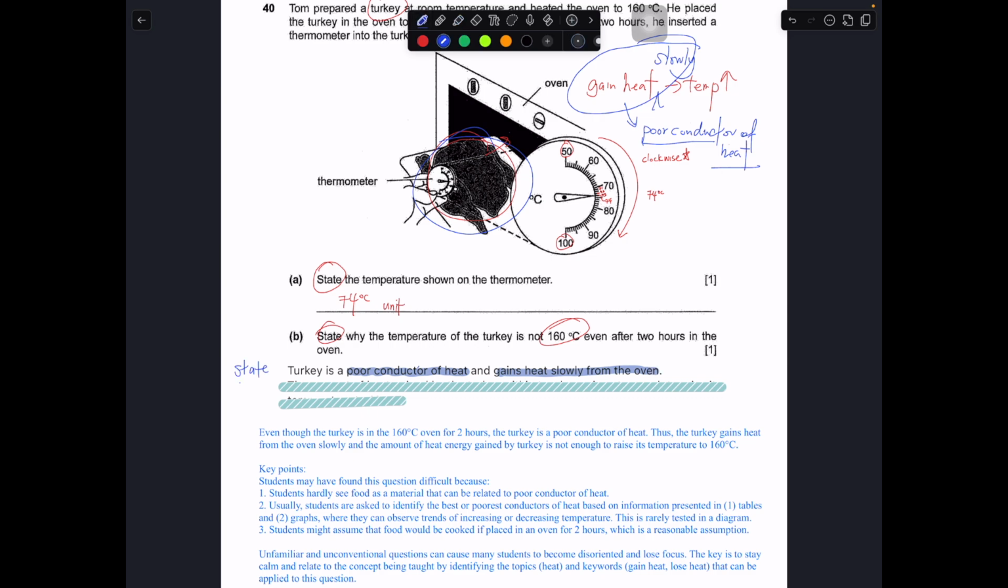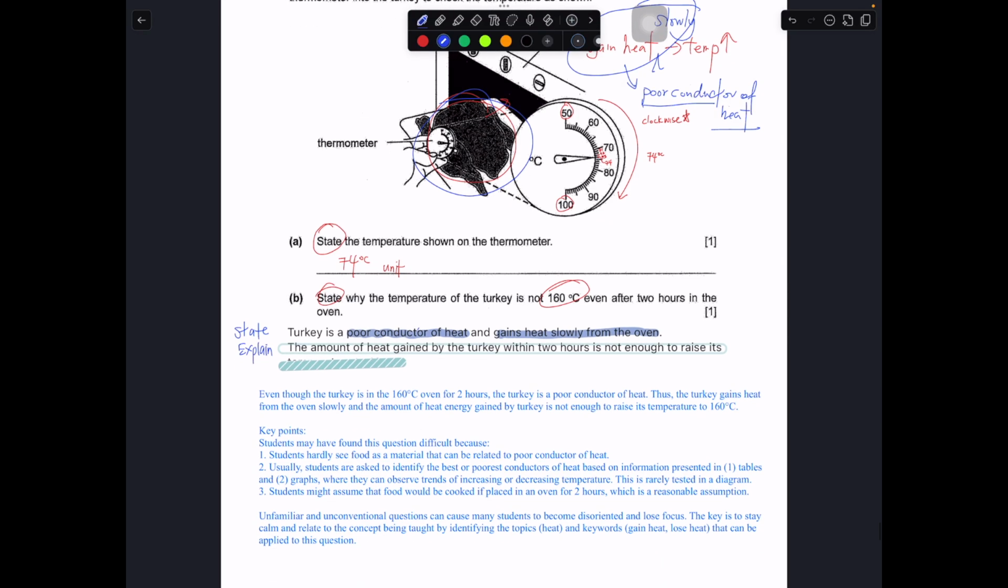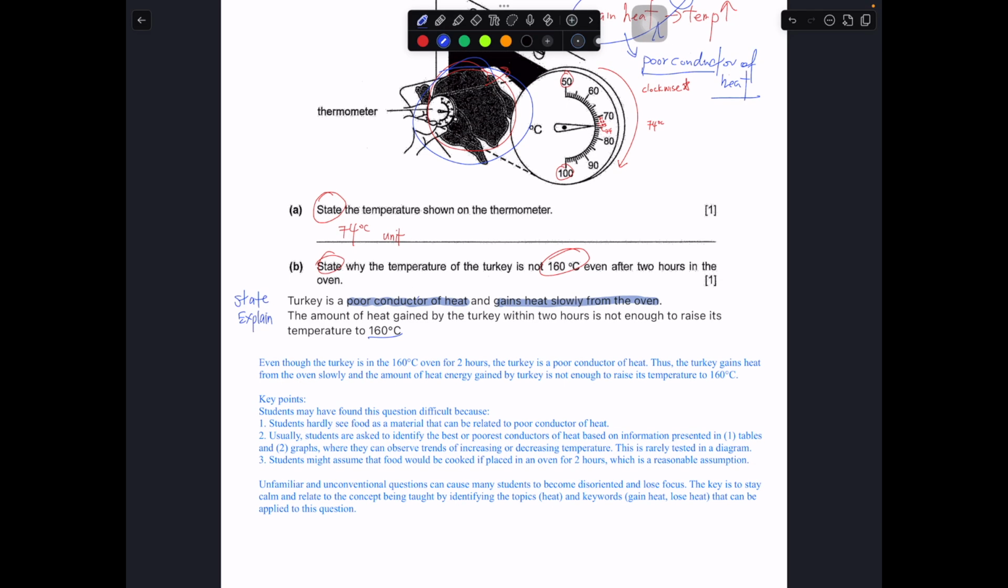So how do we really explain it if the question asks us to explain? Basically, the amount of heat gained by the turkey within 2 hours is not enough to raise it to 160 degrees. So in order for it to reach 160 degrees, put it in the oven for a longer period of time. Then it should be able to reach 160 degrees, even though it gains heat slowly. If you give it enough time, it should be able. So this question part B is considered difficult. It's because the turkey itself is a food item, and it's very difficult for students to relate a food item as having this property of being a poor conductor of heat.